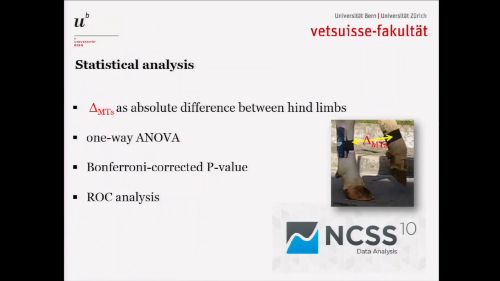For the statistical analysis, we determined the difference across the limbs. We have unilateral cows with foot pathology. We determined the difference between the left and right limbs as absolute difference. We used one-way ANOVA to determine the difference among the groups, with the p-value adjusted by Bonferroni, and we also used ROC analysis to determine the performance of the cow pedogram.